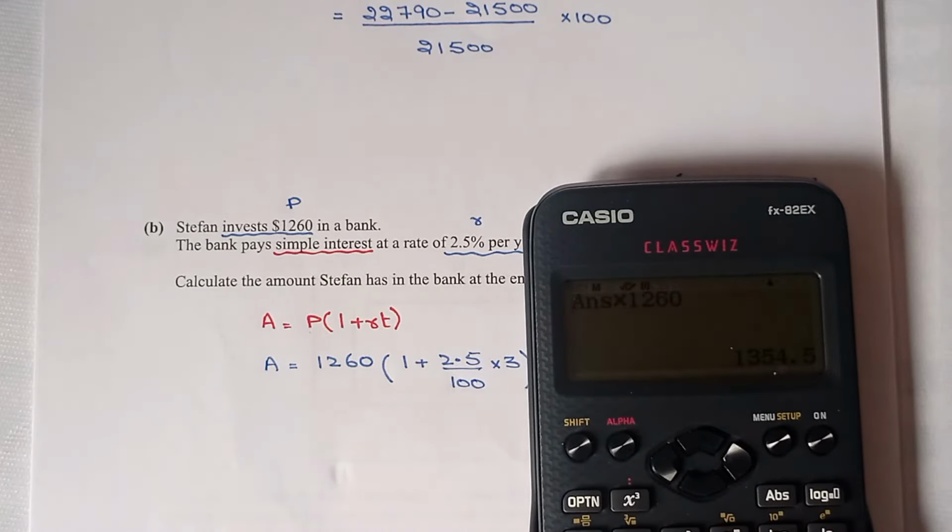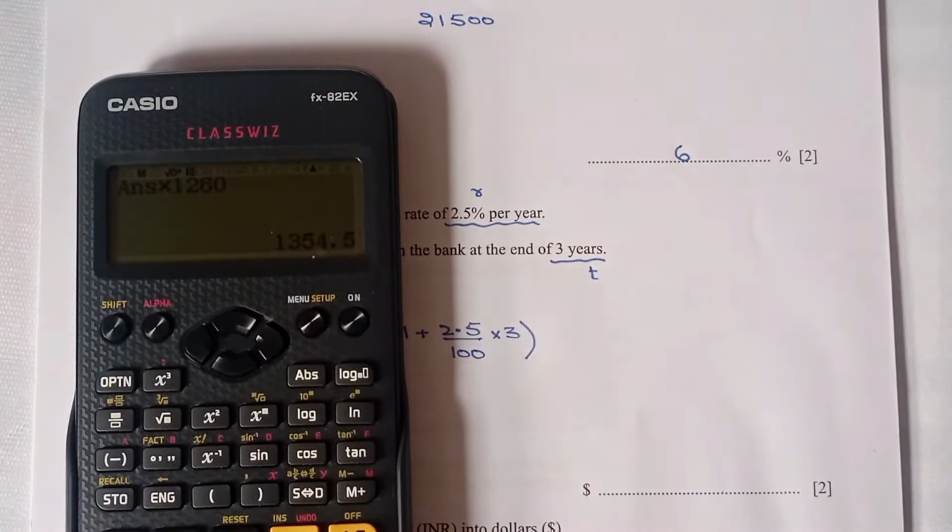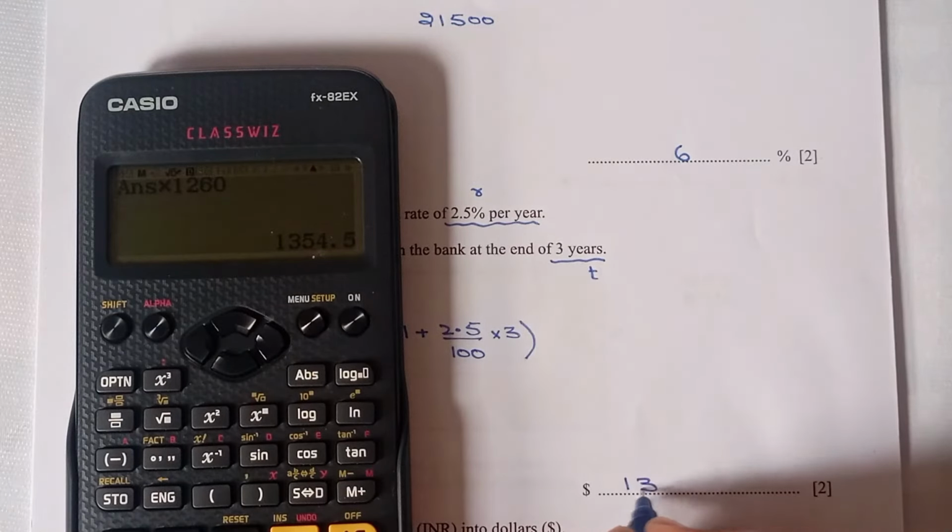So this would be 1,354.5. So the amount in terms of dollars is 1,354.5.